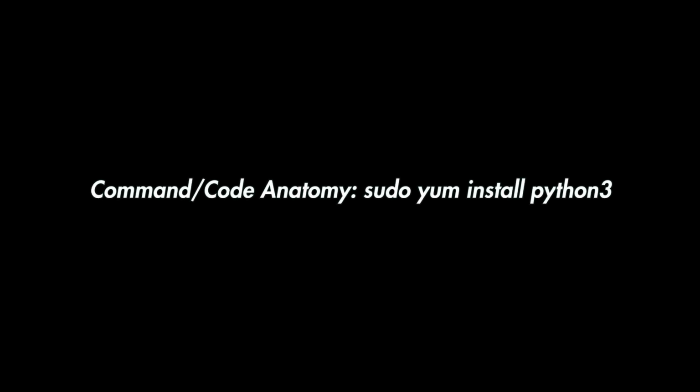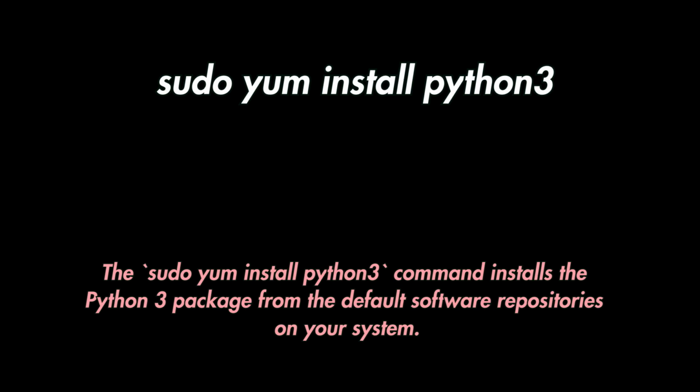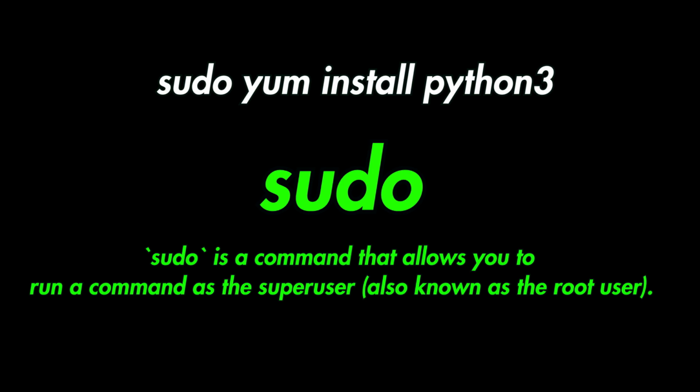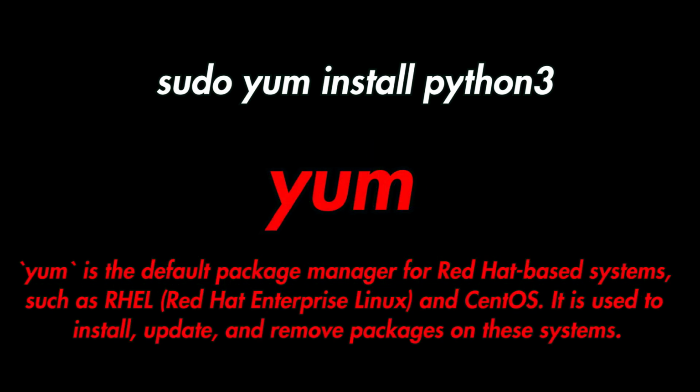Command code anatomy: sudo yum install python3. The sudo yum install python3 command installs the Python 3 package from the default software repository on your system. Sudo is a command that allows you to run a command as the super user, also known as the root user. This is necessary because the installation process involves modifying system files, which requires super user privileges.